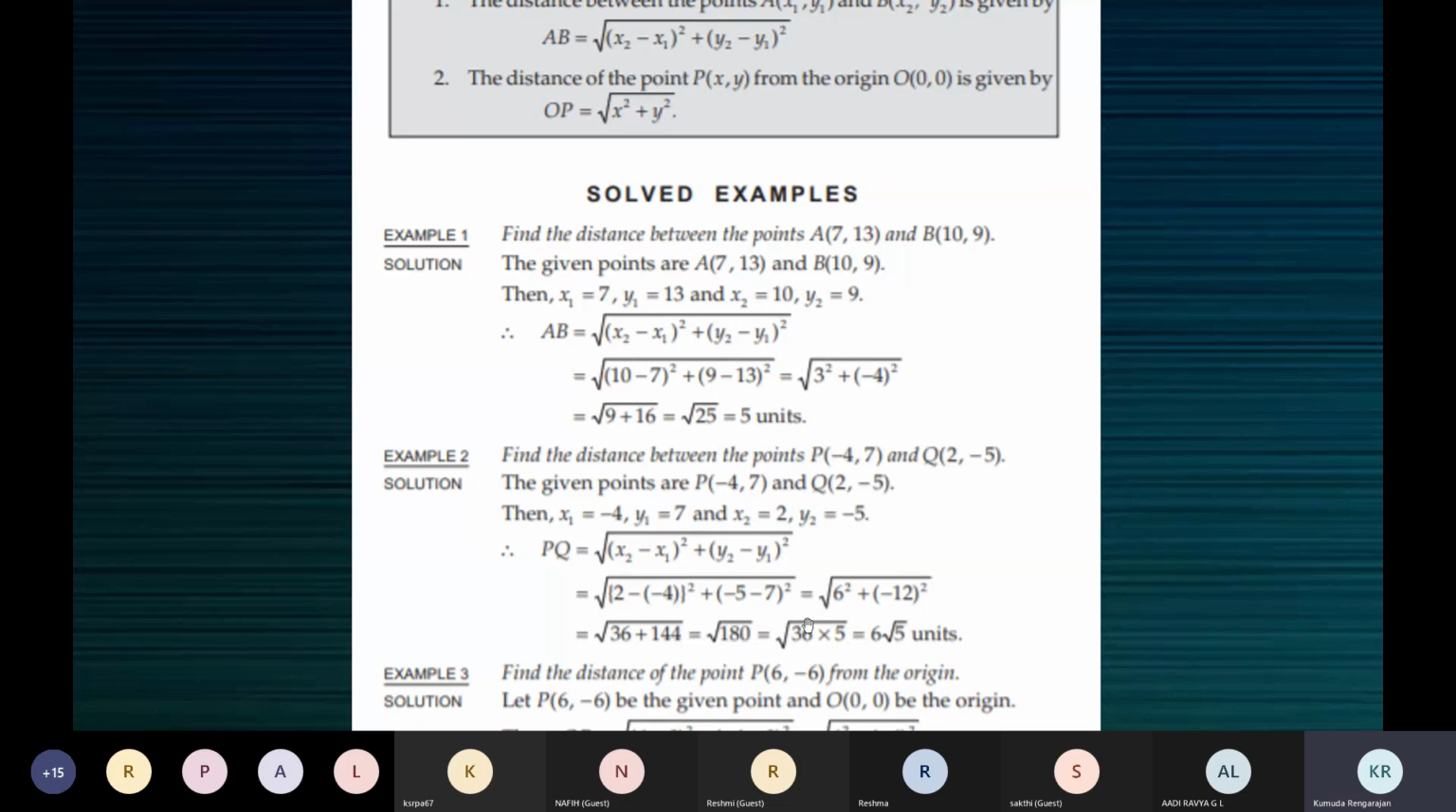Go through the next one. Please understand example 2. You don't have to write all this, children. You don't have to write x1, y1. The first 2 lines of the solution you don't have to write. Straight away write PQ is equal to the formula and substitute. 1, 2, 3. You don't have to write the first 2 steps.